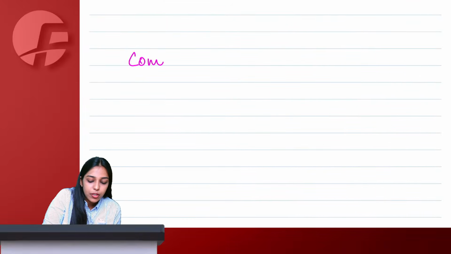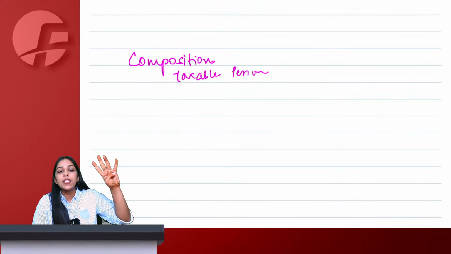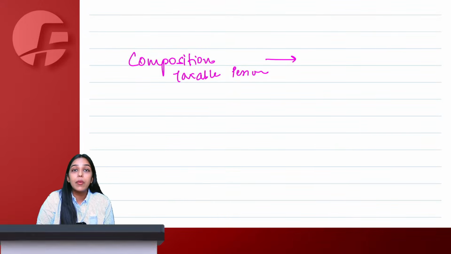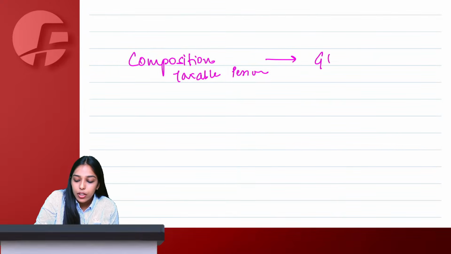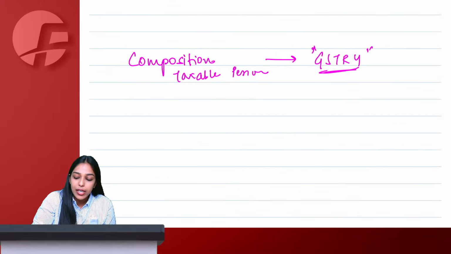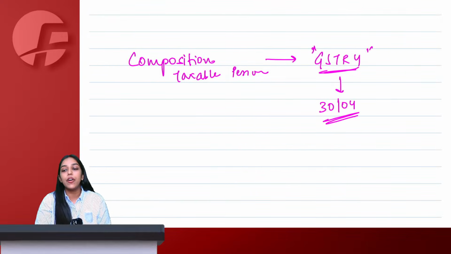Tell me, how many returns is a composition person required to file? How many returns is a composition taxable person required to file? Ma'am, 4 returns, 4 CMP-08 in a year. Absolutely wrong. A composition person is required to file only 1 return for the entire financial year, which is GSTR-4. CMP-08 is a form to make payment. It is not a return. Only 1 return we have to file, GSTR-4, the due date of which is 30 April after the end of the financial year.